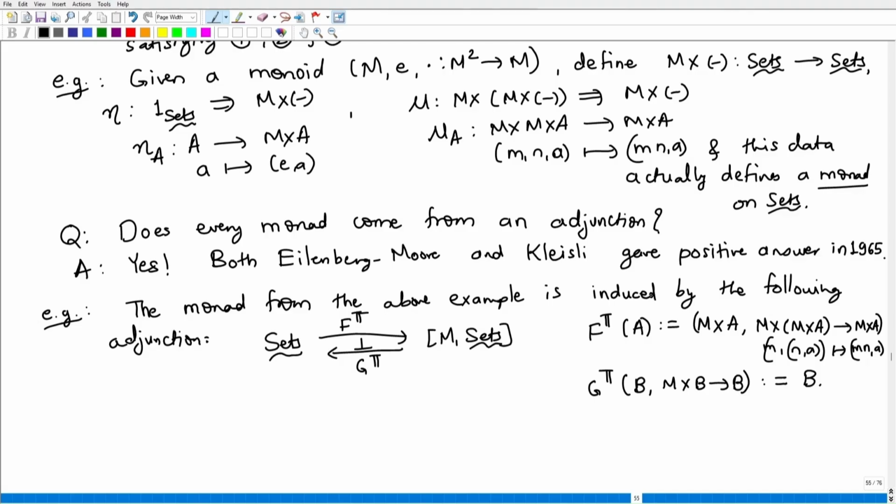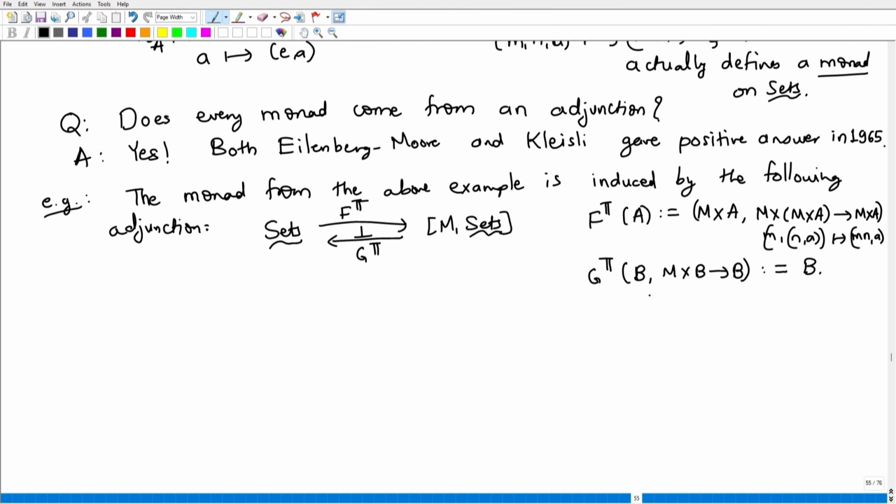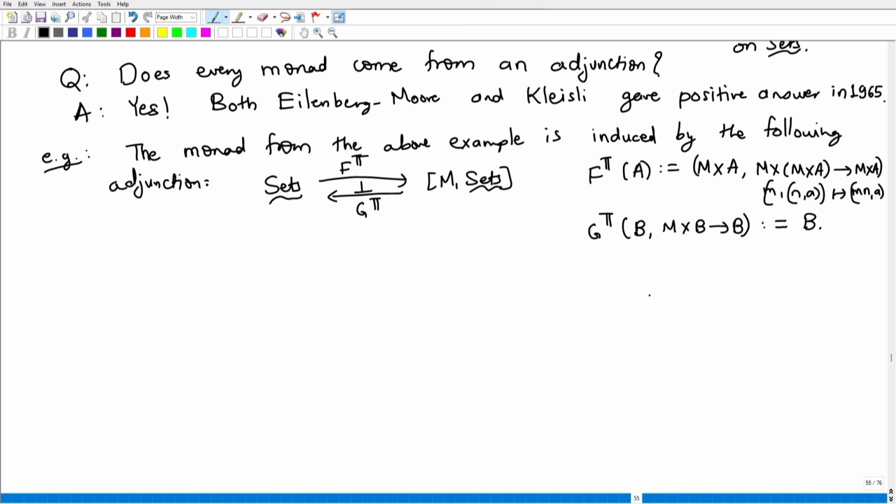Okay. So this monad definitely came from this, and as you could see, this solution came from the free monoid act. So free and forgetful adjunction. Okay, so that was the solution of Eilenberg and Moore, the free and forgetful construction. So let us see that first.